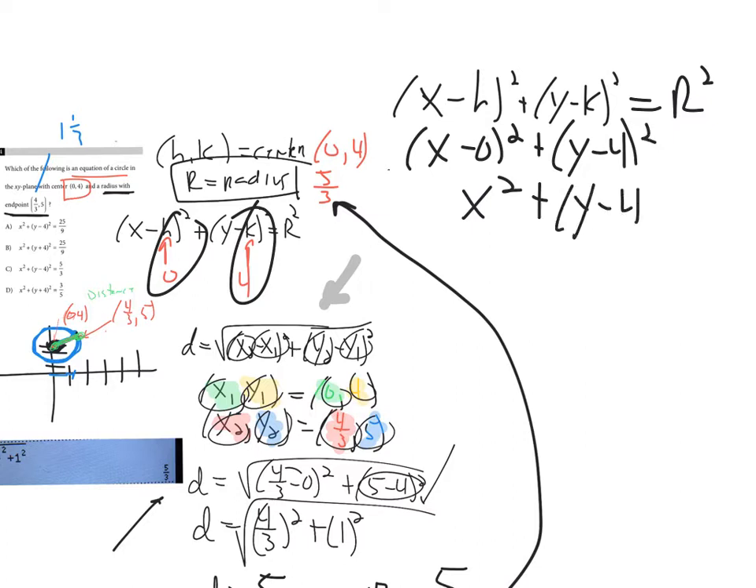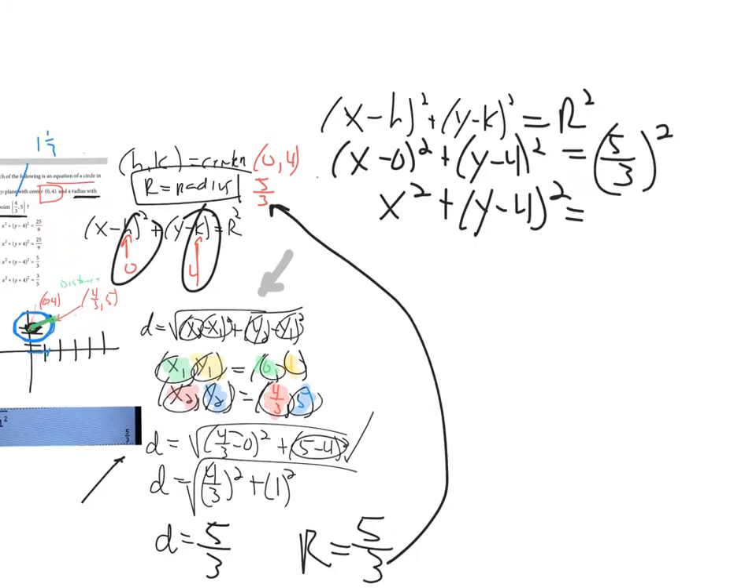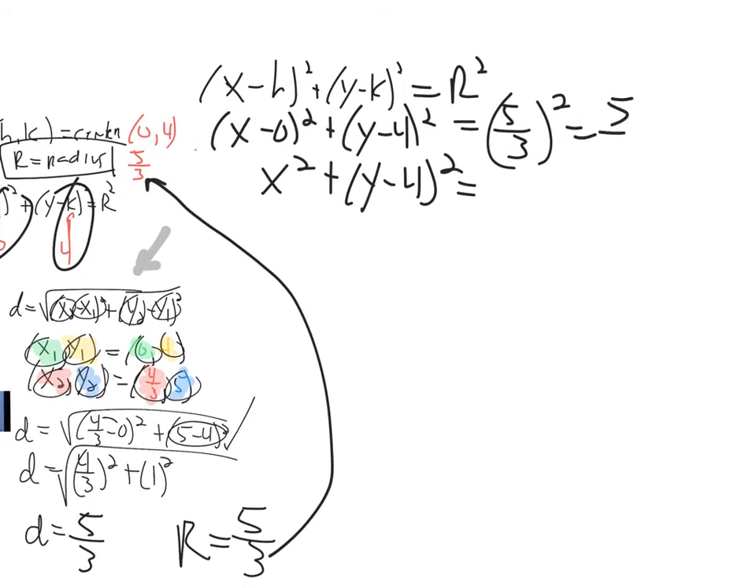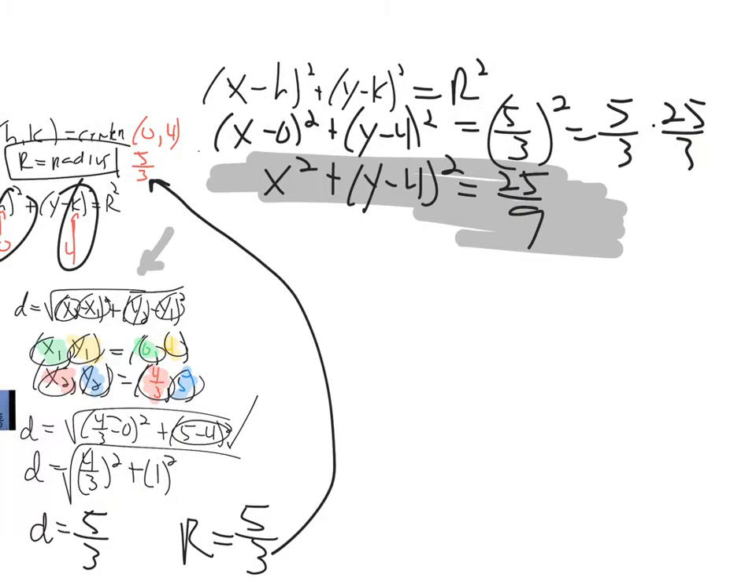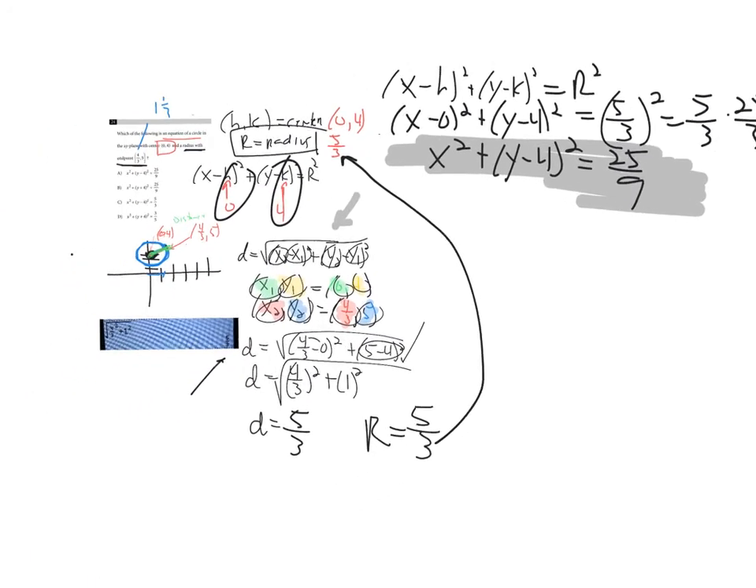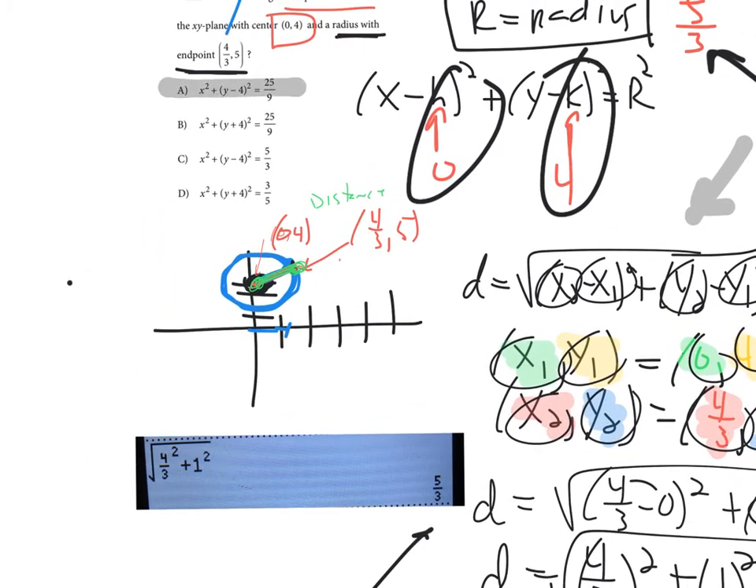Normally you would think you have to FOIL that out, but for the equation of the circle we can keep that as is. And here I know the radius is 5/3, so it's going to be 5/3 squared, or 5/3 times 5/3, or 25/9. So here is the equation of the circle: x squared plus y minus 4 squared equals 25/9, or answer choice A.